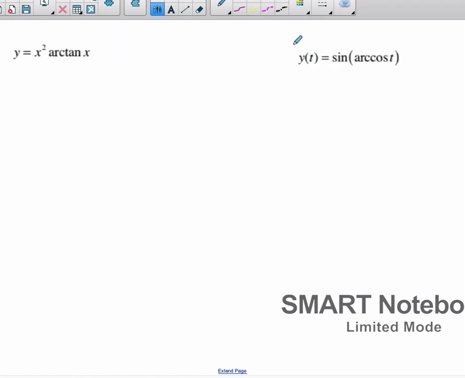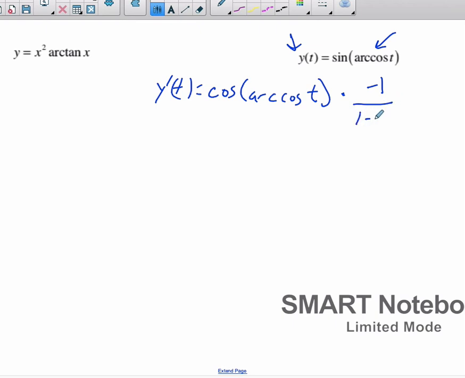Okay, next we're going to do this one. It's got an arc sine instead of a sine. Okay, so let's start differentiating. Actually, I think I need more room, so I'm going to go over here. So y prime of t equals, derivative of sine is cosine. So we have cosine arc cosine t times, by chain rule, the derivative of what's inside the brackets, which is negative 1 over root of 1 minus t squared. Now cosine of arc cosine, they just cancel each other out. So it's negative t over root 1 minus t squared is the answer.